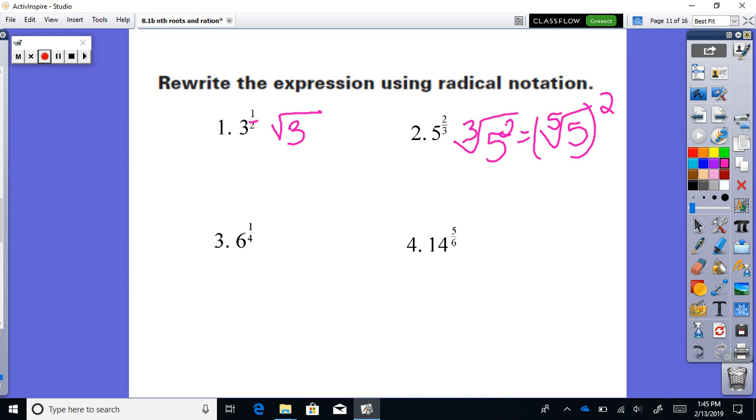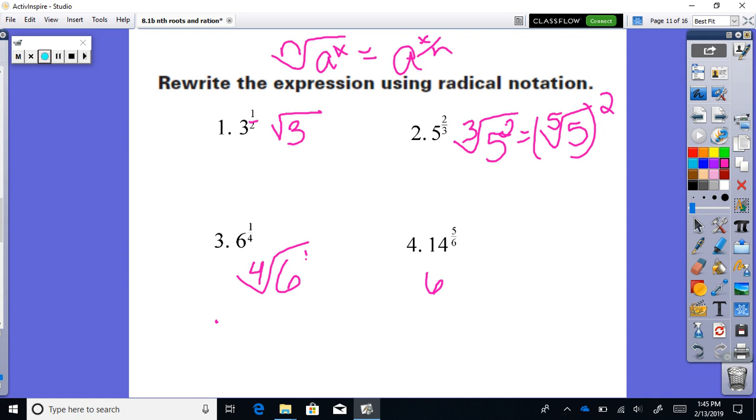Okay? What we need to remember is that the nth root of a to the x is equal to a to the x over n power. So whatever the index is always in the denominator. So the 1/4 power is the 4th root of 6 to the first power, which is just 4th root of 6.